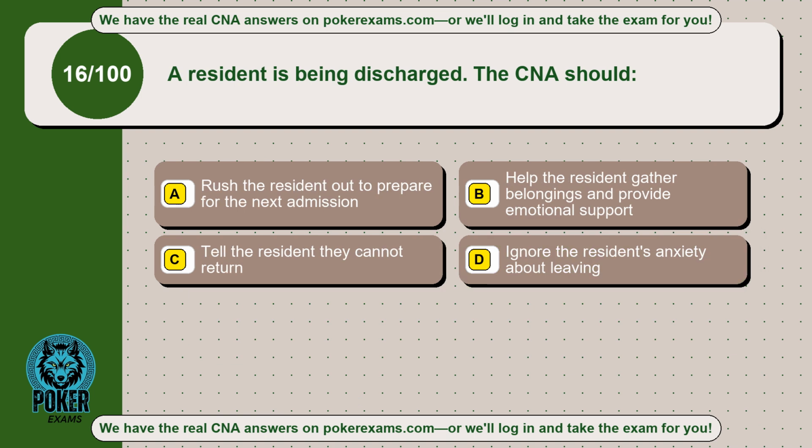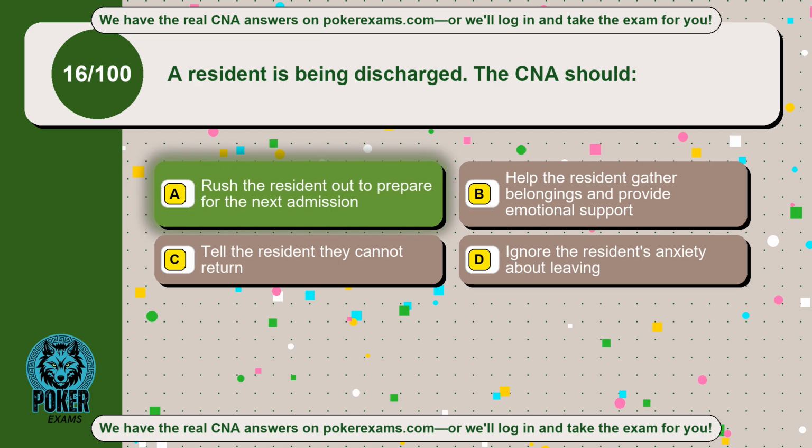Question 16. A resident is being discharged. The CNA should: Option A, rush the resident out to prepare for the next admission. Option B, help the resident gather belongings and provide emotional support. Option C, tell the resident they cannot return. Option D, ignore the resident's anxiety about leaving.